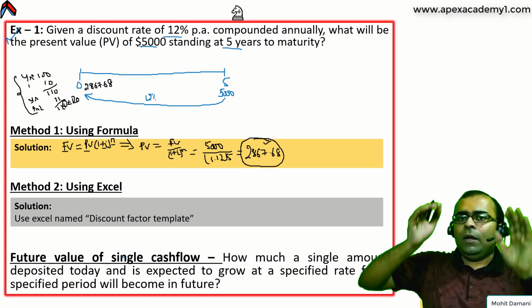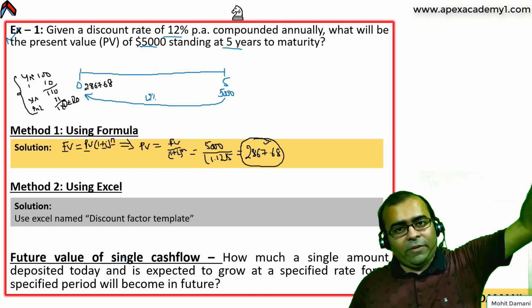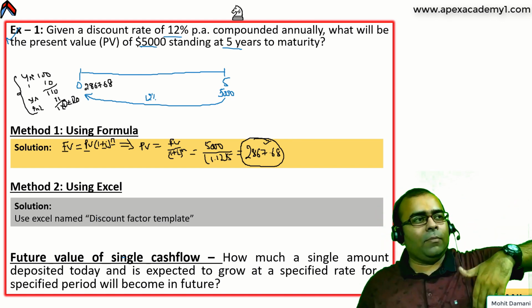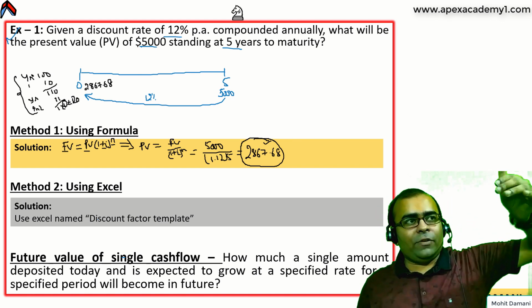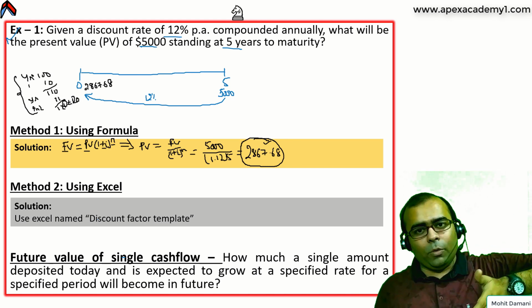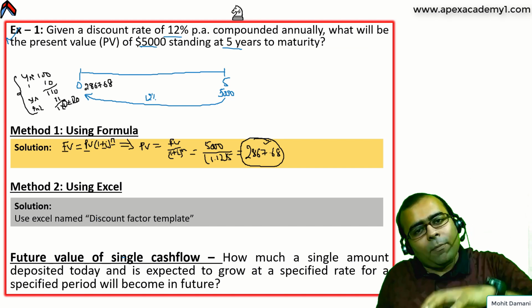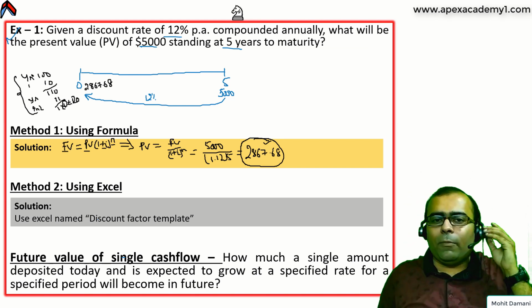It's very simple. $1 invested today becomes more than $1 after 5 years, 1.762 that we have come across. That means that if something is standing after 5 years, the amount today will be lower. That's the simple logic. If you are doing present value, the amount will be lower. If you are doing future value, the amount will be higher.